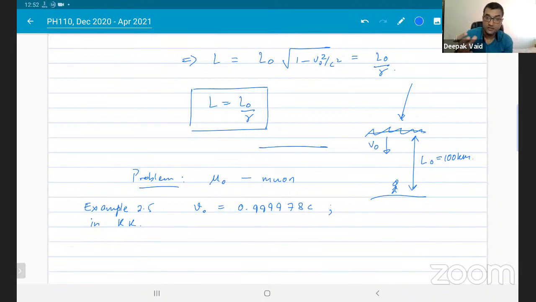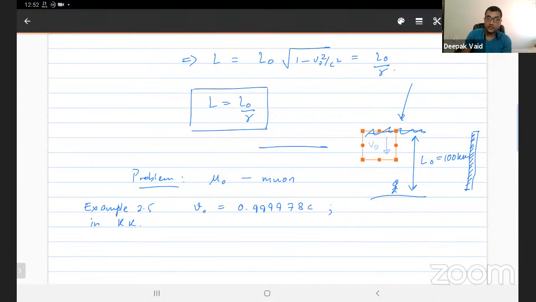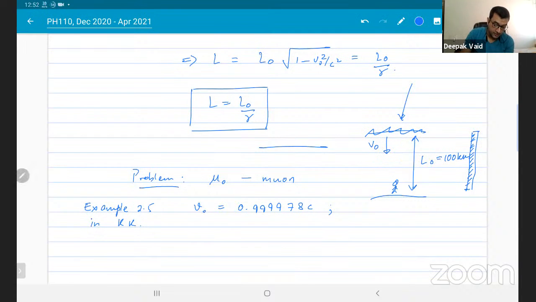You can imagine that you build a rod that is 100 kilometers long, and you place this rod vertically on the surface of the Earth, so that one end is on the surface of the Earth and the other end is touching the upper atmosphere. Then you ask, what is the length of this rod as seen by the muon? The length of this rod as seen by the muon will be L naught by gamma.